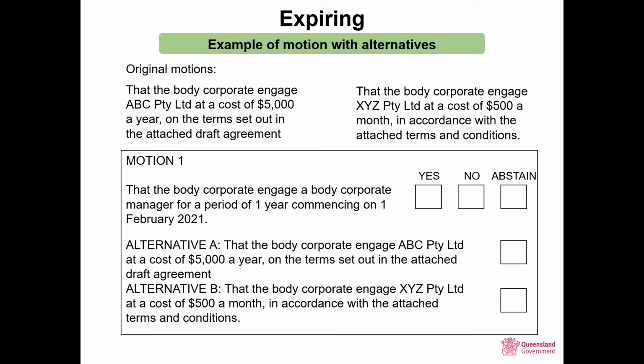This is an example of a motion with alternatives under the expiring standard module. In this example, two motions were received about the engagement of a body corporate manager. The committee has combined the two motions into a motion with alternatives. To vote, the voter first votes on the motion to engage a body corporate manager. If they vote yes to the motion, then they tick an alternative. If the motion passes, then the alternative with the highest number of votes wins. This example is quite straightforward, but in some cases it can be quite complex and confusing. This has prompted a change under the new standard module.